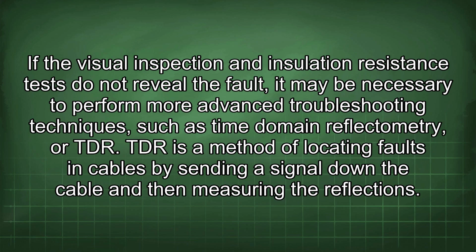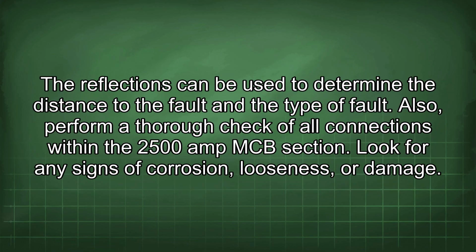If the visual inspection and insulation resistance tests do not reveal the fault, it may be necessary to perform more advanced troubleshooting techniques, such as time domain reflectometry, or TDR. TDR is a method of locating faults in cables by sending a signal down the cable and then measuring the reflections. The reflections can be used to determine the distance to the fault and the type of fault.